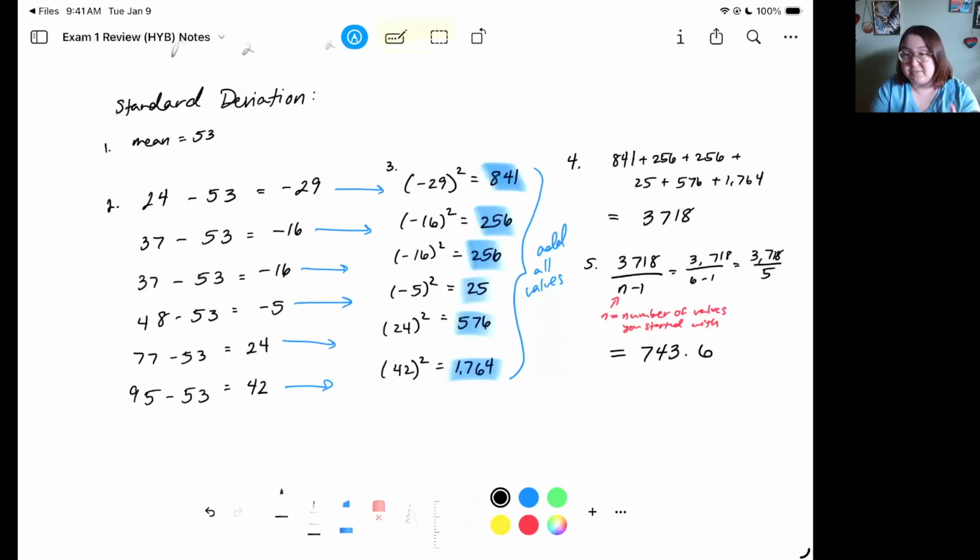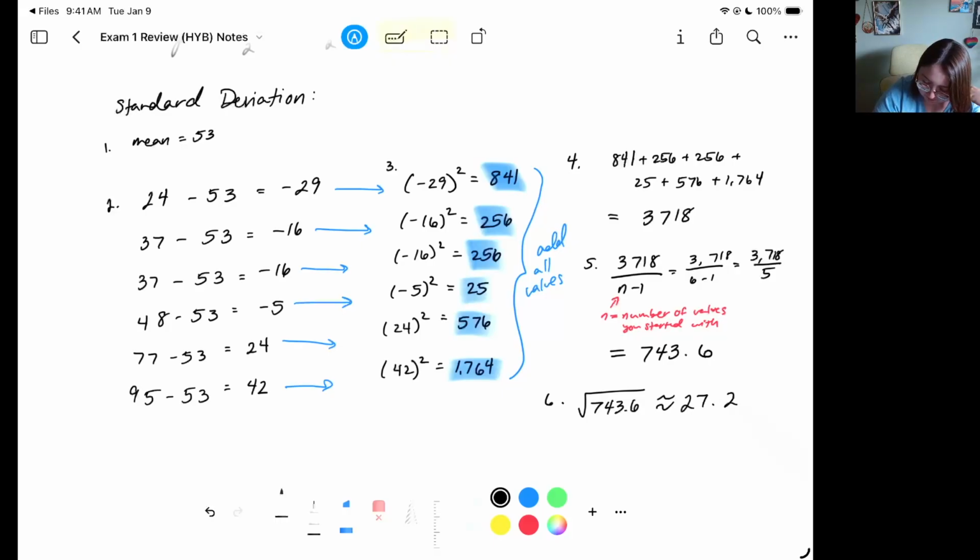Now, technically this value is called the variance. What we've solved at this point is the variance, but we're trying to solve for the standard deviation, and the standard deviation, aka the last step here, is the square root of the value we got from step 5. So it's the square root of 743.6. We're going to round this off. We're going to do 2 decimal places in this case. So this will be 27.27. And that is our standard deviation.